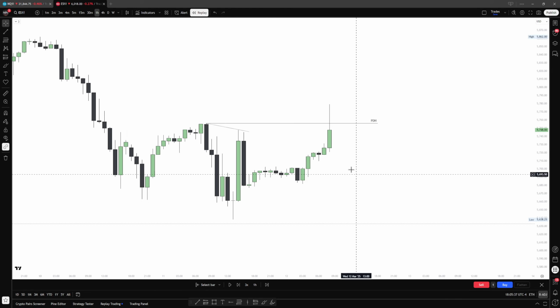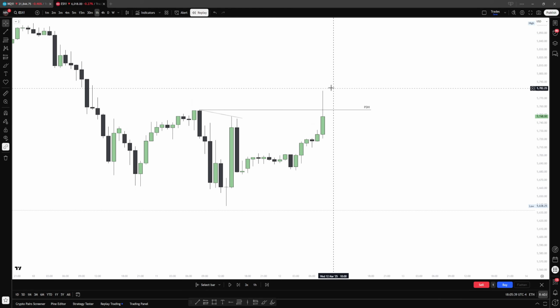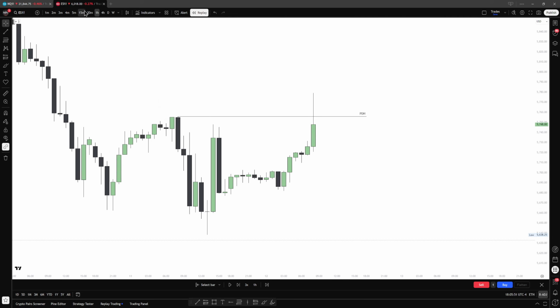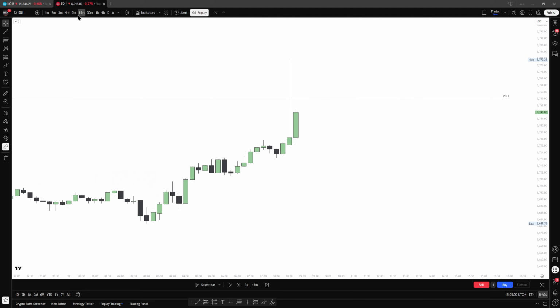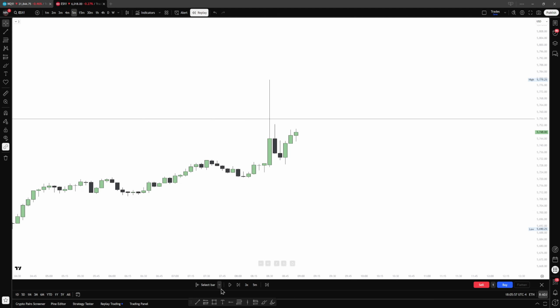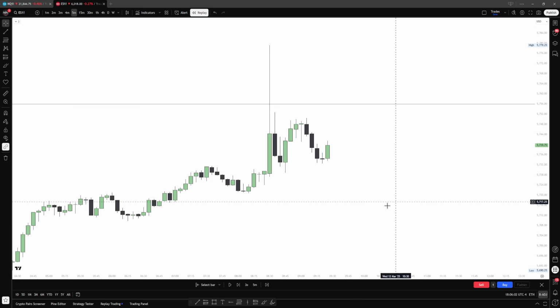So for these shorts to be valid, we would want to see this high stay intact. There would be no reason to come up here again, since we manipulated this previous day high, and would want to see a confirmation for that downside. So here we can drop into a bit of a lower time frame, 15 and 5 minute, coming closer to New York. Not really giving any reversal signs at the moment.